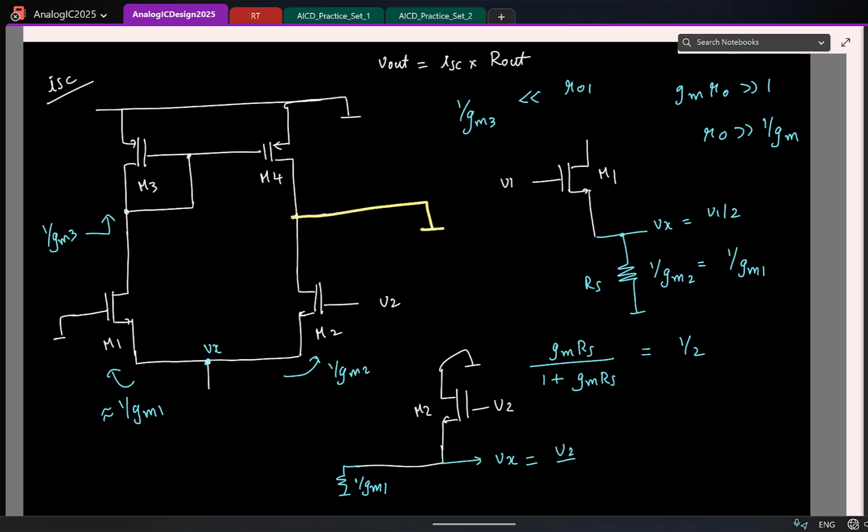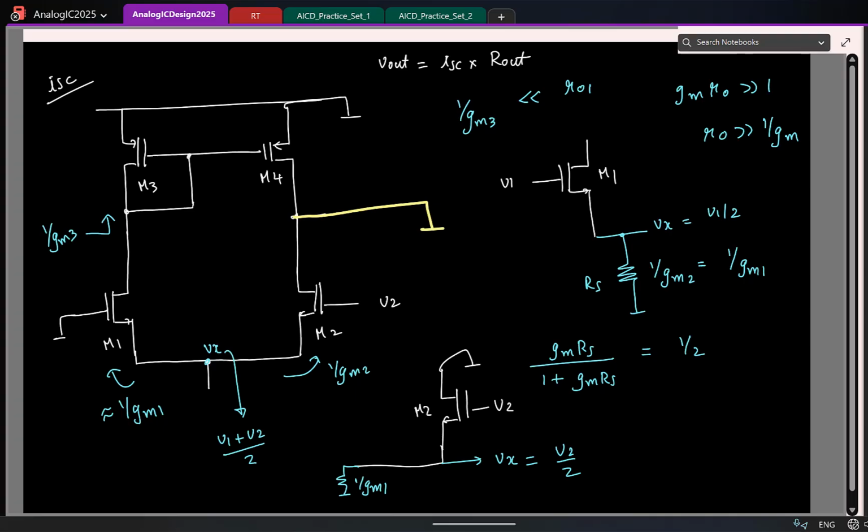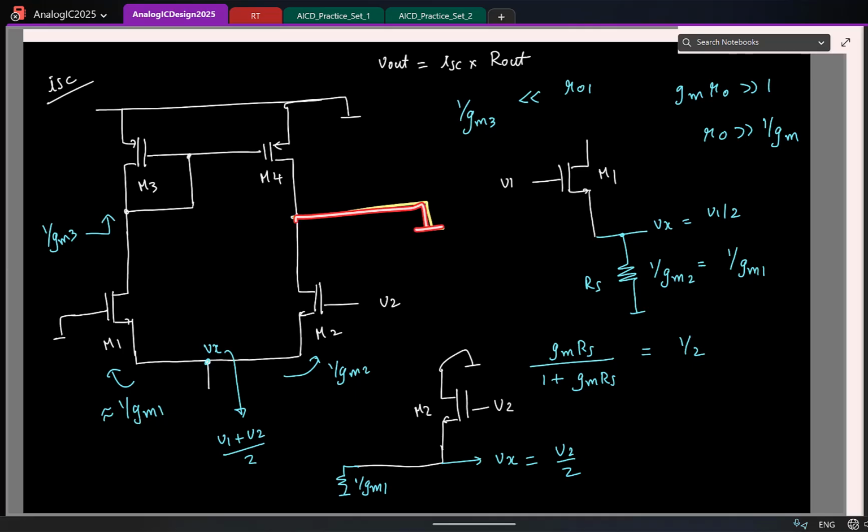Half of V2. So what will be the total Vx now? Is it clear? Yeah. Why are they not considering the R0 of M4 in this case? Okay. I am only interested in the voltage Vx, right? So basically, this is incrementally short. Correct? I don't have to worry about it. Is that okay?